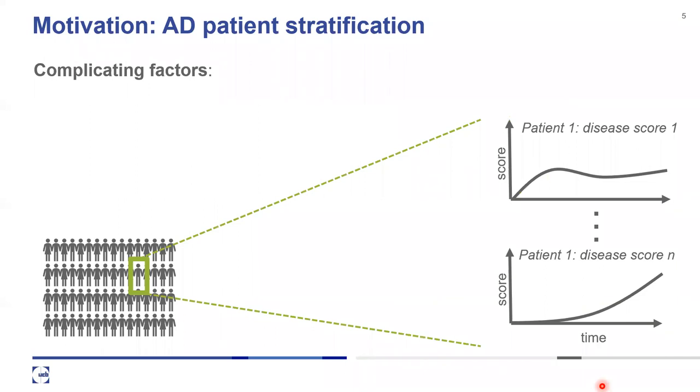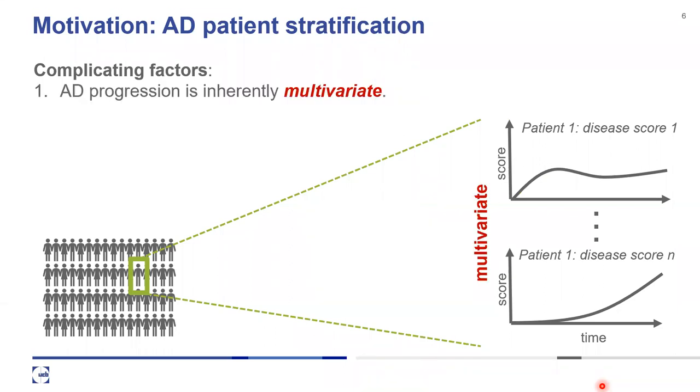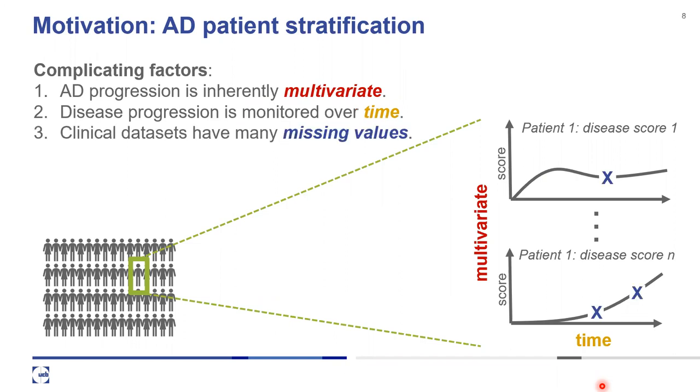There are, however, a number of complicating factors in developing such a patient stratification. One is that Alzheimer's disease progression is inherently multivariate. Alzheimer's disease and many other neurological diseases are poorly described by single clinical outcome variables, meaning that for each patient, you actually need to look at multiple clinical outcome variables or disease scores. Two is that disease progression is monitored over time, so we're looking at time series data. And three is that clinical data sets typically suffer from many missing values.